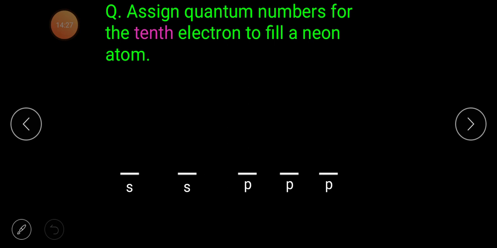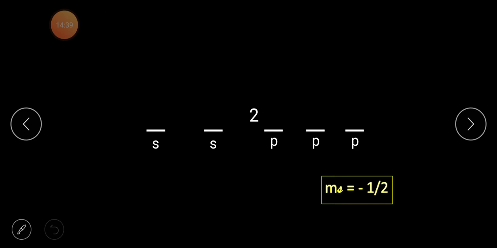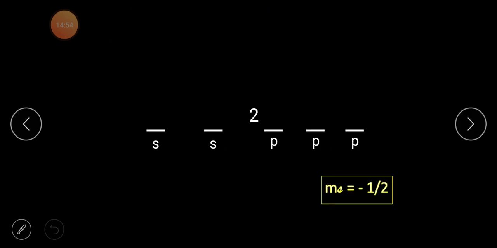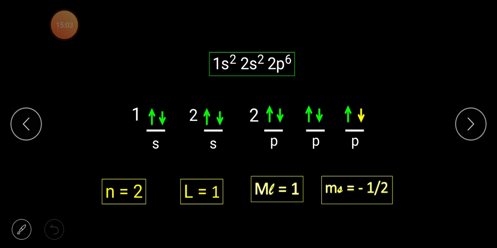Assign the quantum numbers for the 10th electron of neon. We first write down the electronic configuration: 1s2, 2s2, 2p6, or helium 2s2 2p6, and the last electron is this one. For that last electron, what are the possible four quantum numbers? Again, n is equal to 2, l is equal to 1, ml is equal to +1, and ms is equal to -half. So in this way, these four quantum numbers are mentioned here.